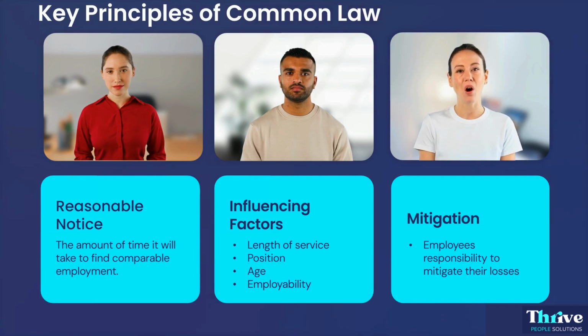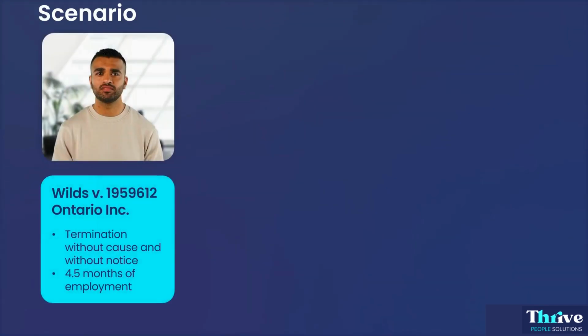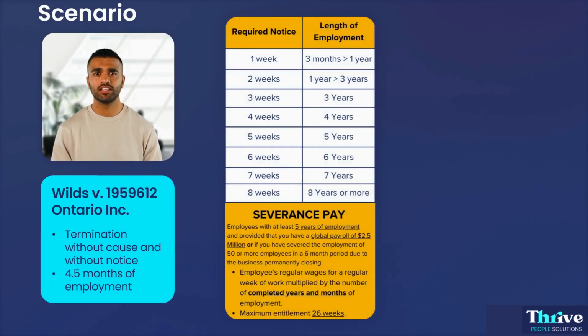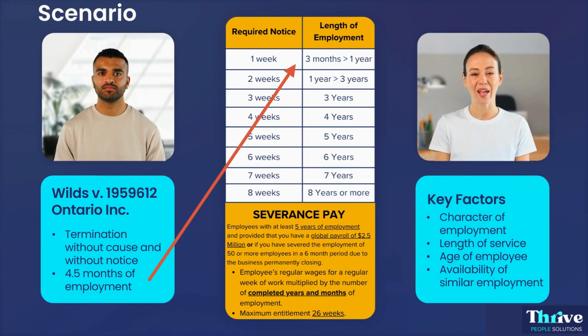To bring common law implications to life, let's delve into a real-life scenario. In the case of Wilds versus 1959612 Ontario Inc., Wilds was terminated without cause and without notice in Ontario. At the time of her termination, Wilds had been employed for 4.5 months. Based on the Employment Standards Act, she would be entitled to 1 week of notice or pay in lieu of notice. However, the Superior Court of Justice ruled that Wilds was entitled to 2 months of notice.